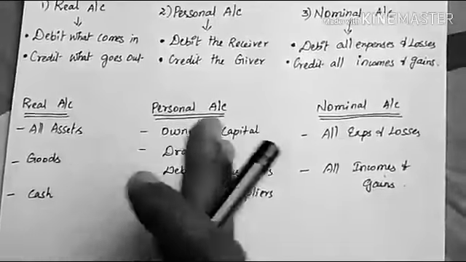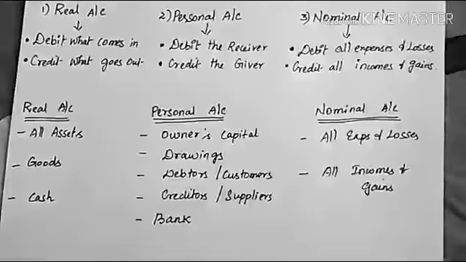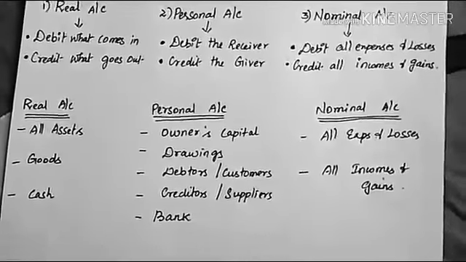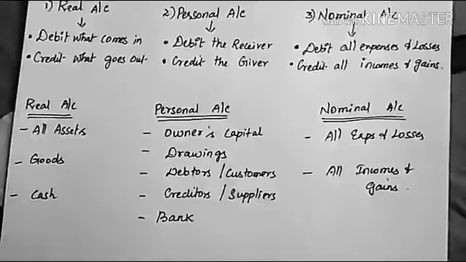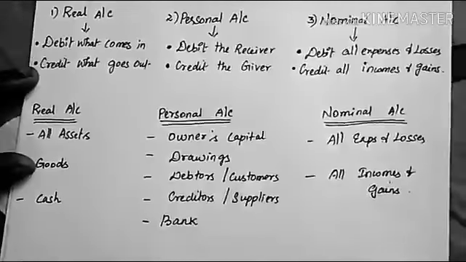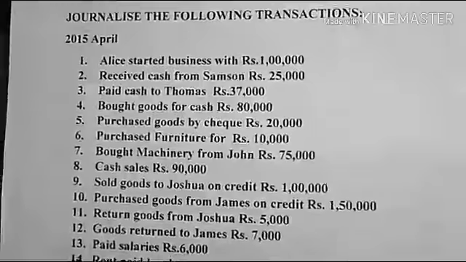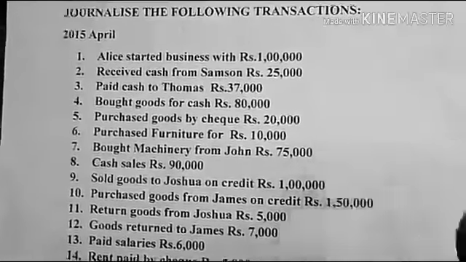What is a personal account and what is a nominal account? You need to have an idea to identify whether a particular item belongs to a real account, personal account or nominal account. Then simply apply the rule. With the help of this, you can easily make journal entries. Let us see the journal entry for 24 transactions.